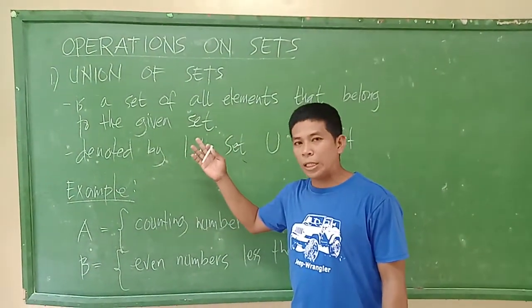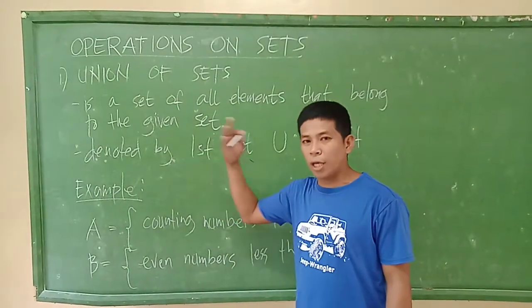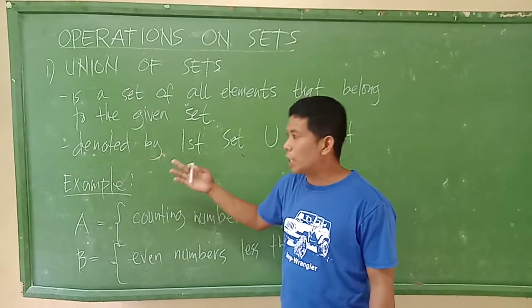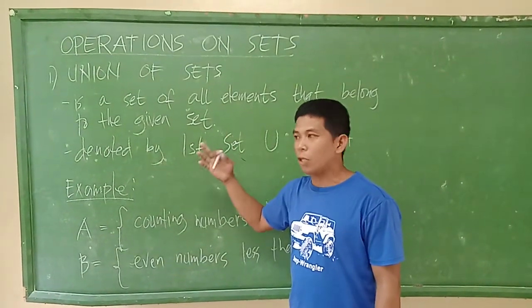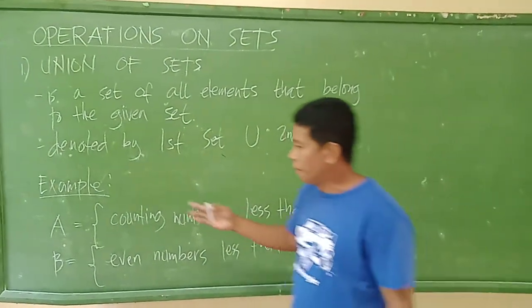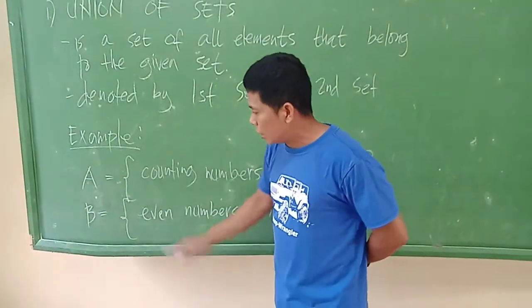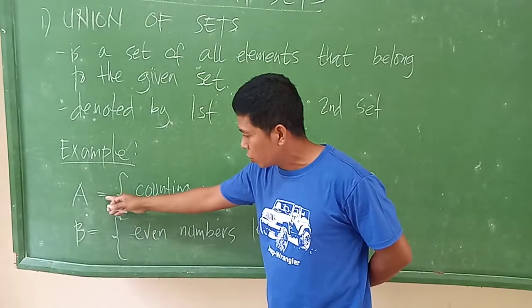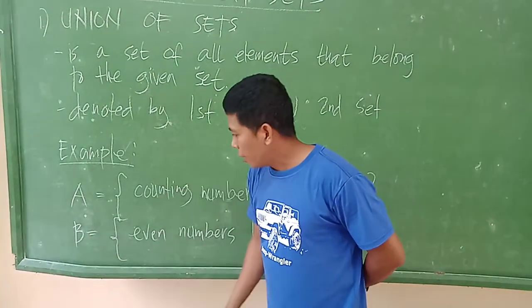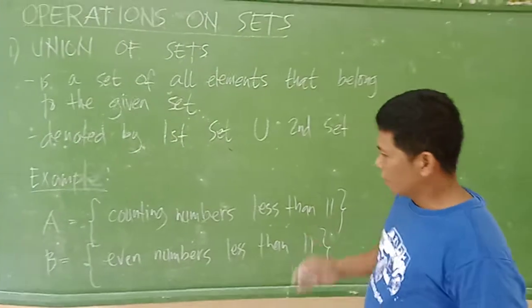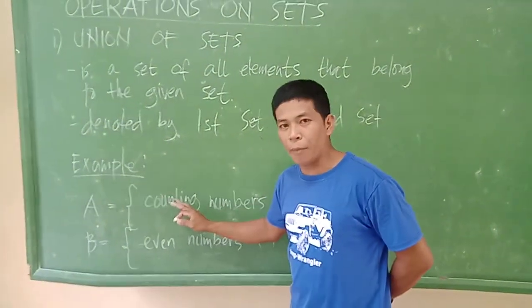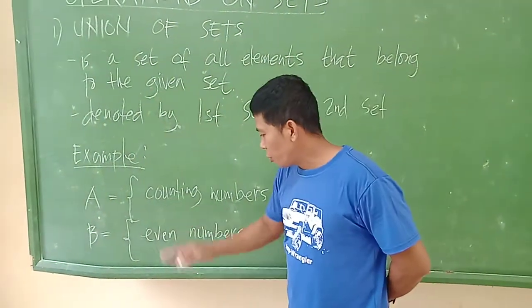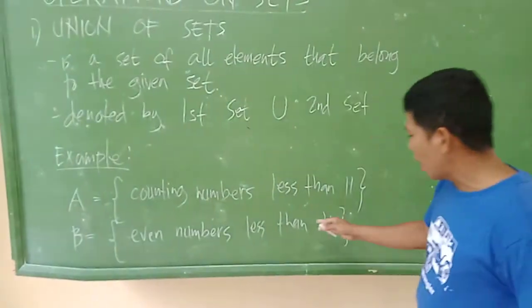In short, this is the combination of two sets or of different sets. So that is the meaning of the union of sets. We have an example here. For the first example, we have set A. As we all know, in writing sets we use a capital letter and braces. In set A we have the counting numbers less than 11, and in set B we have the even numbers less than 11.